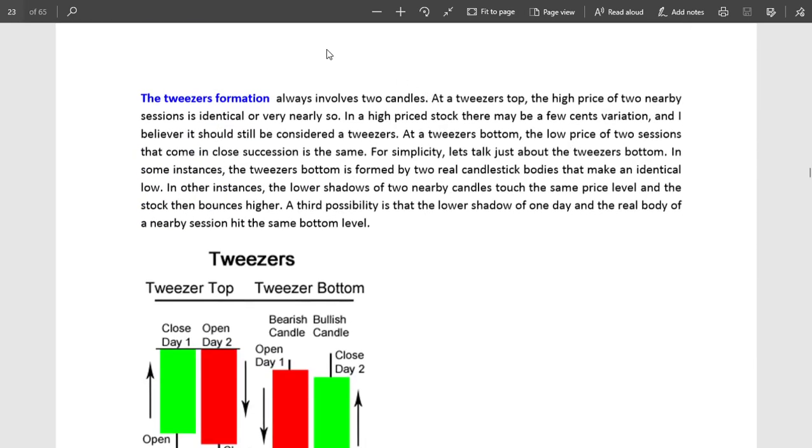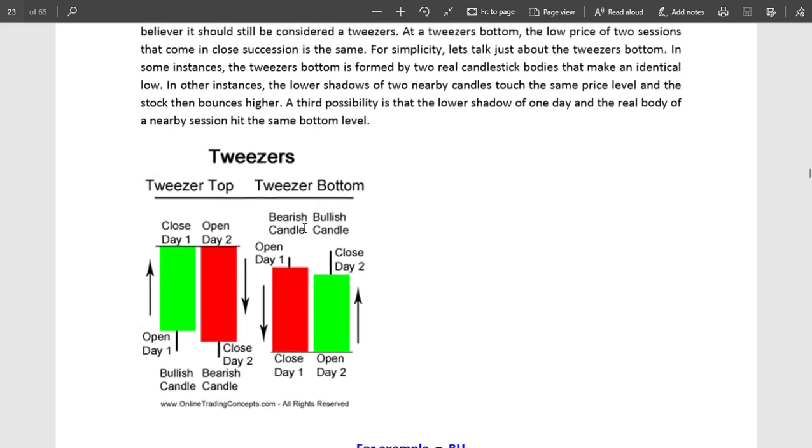Now another one is the tweezer formation. This also involves two candles at a tweezer top. The high price of the two nearby sessions is identical or very nearly so. In a high price stock, there may be a few cents variation, and I believe it should still be considered a tweezer. Okay, so how does this work?